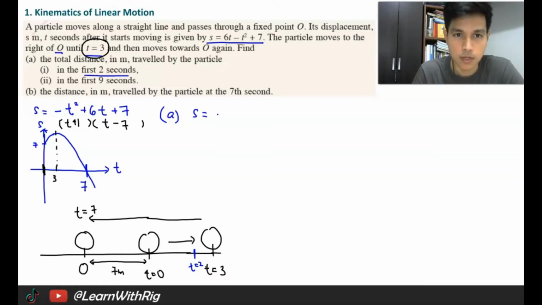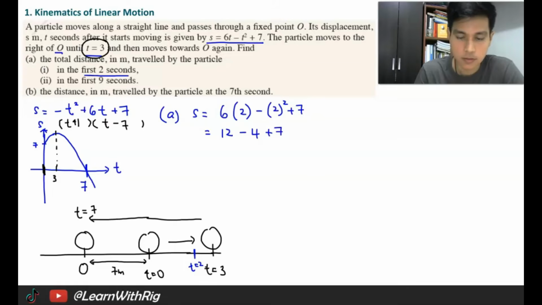So you just substitute, I use back the original formula, 6 times 2 minus 2 squared plus 7, 12 minus 4 plus 7. So your answer is 15 meter. Okay, so is this the answer? No. Remember I told you all what?